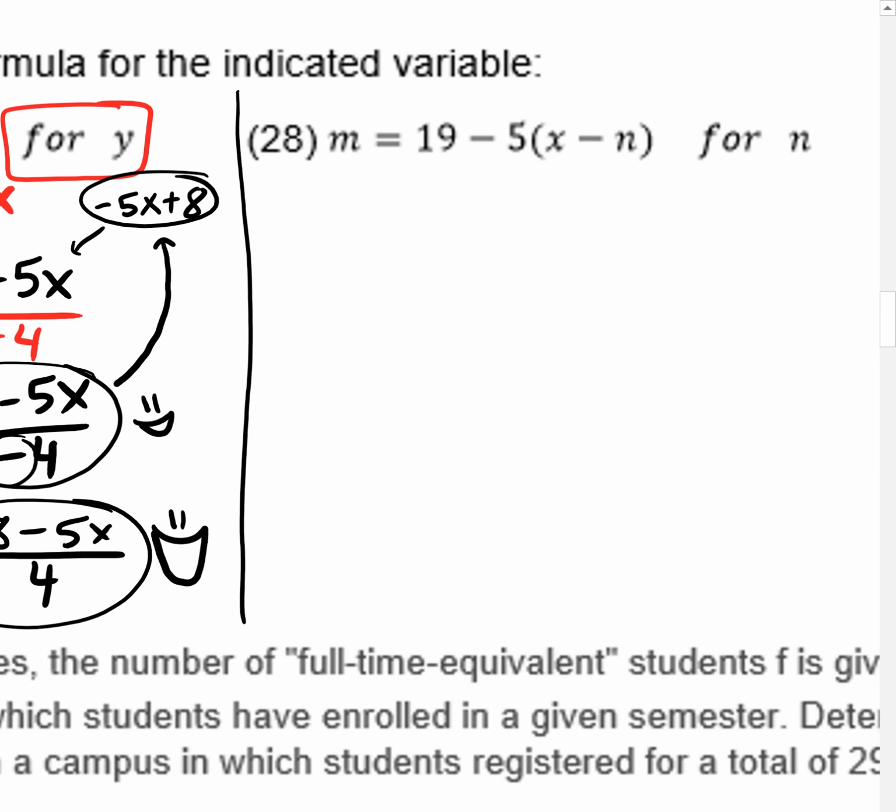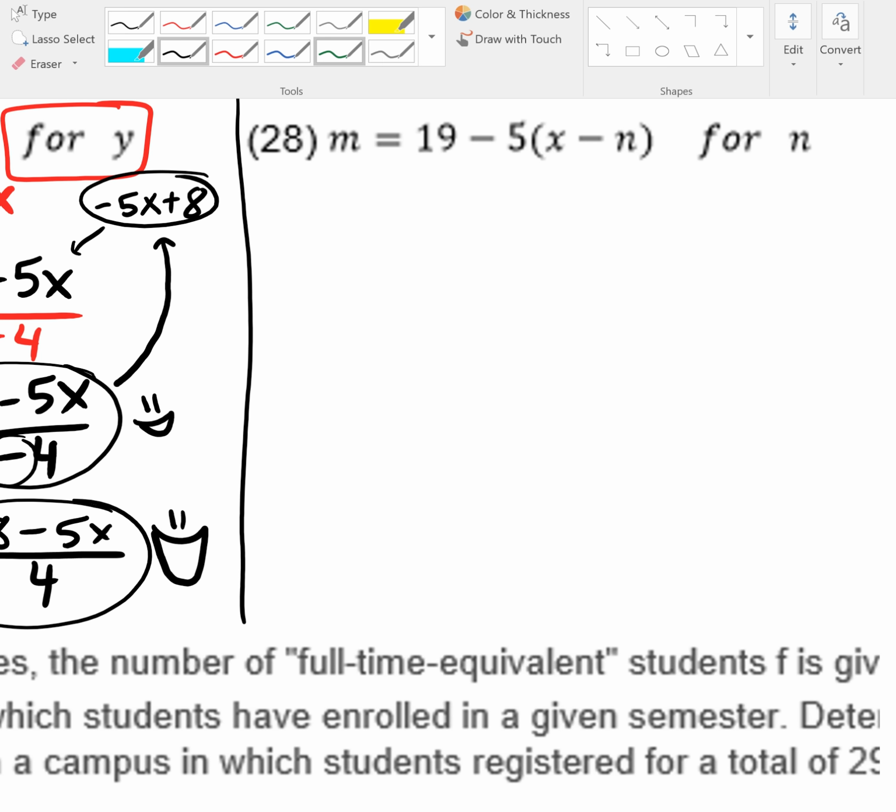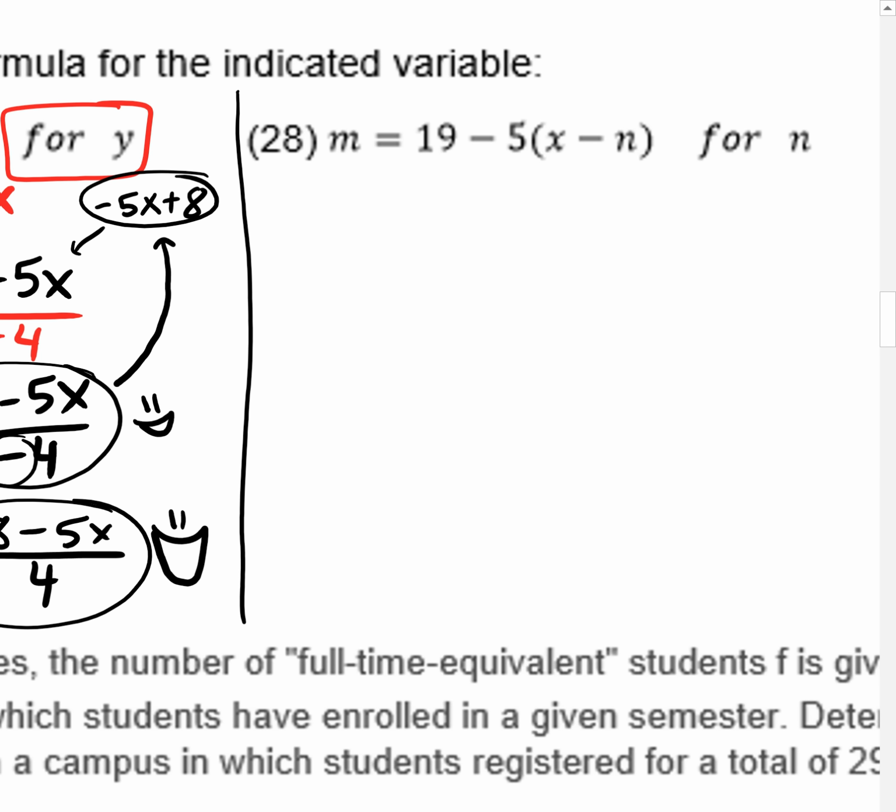All right, now how about number 28? This one looks kind of similar. Sort of, because there are 2 variables. And they want to solve for one of them, so kind of... Oh no, there's 3 variables. Ooh, I didn't see x. You tricky son of a gun. 3 variables. Okay, calm down, huh? And you want to solve for n.